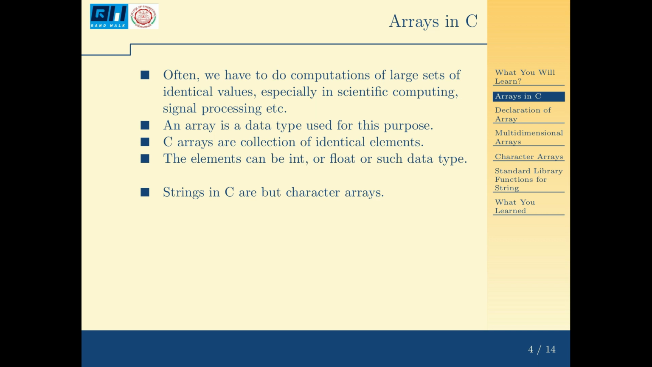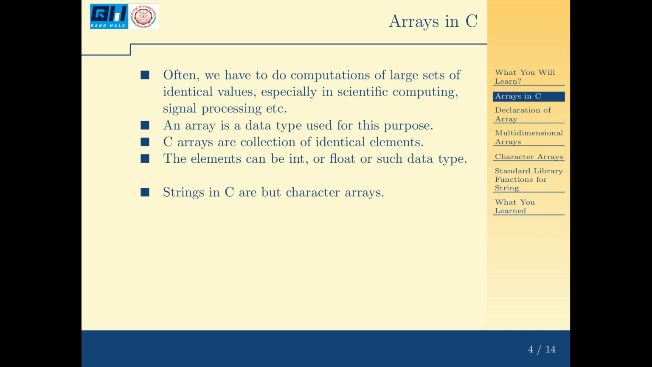An array is a data type used for this purpose. C arrays are collections of identical elements. All elements will be int or float. So you cannot have an array with one element as a character, another element as an integer, or a third one as a float. No, they should be homogeneous. Every element should be of identical data type.